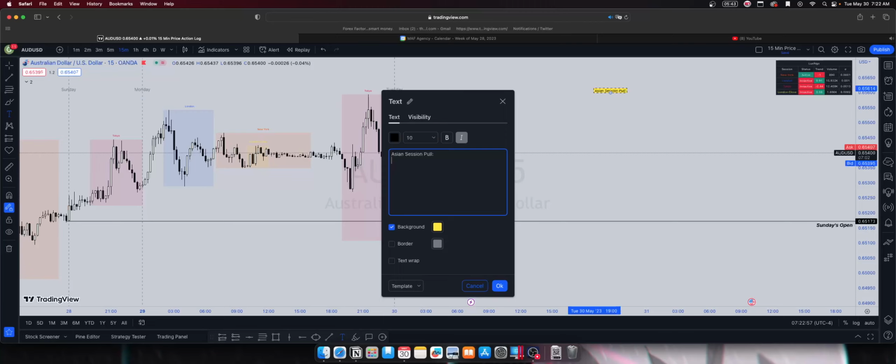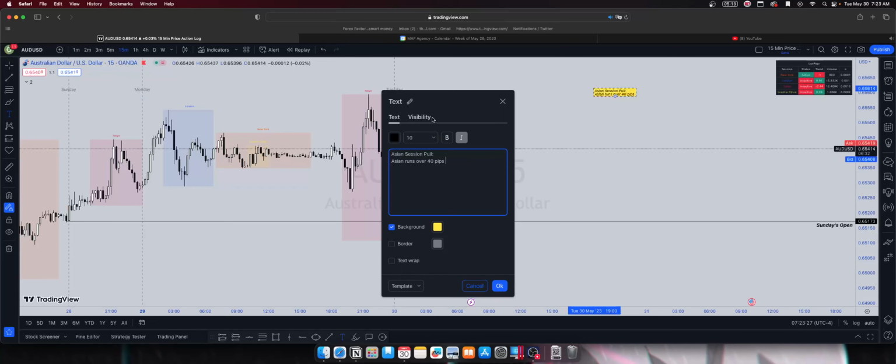So basically, the Asian pull is when the Asian session runs over 40 pips. So hold on, I'm trying to learn how to type, so I'm going to use this as practice. Runs over 40 pips, right?